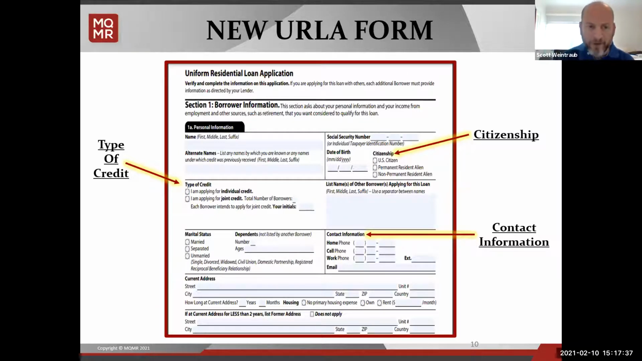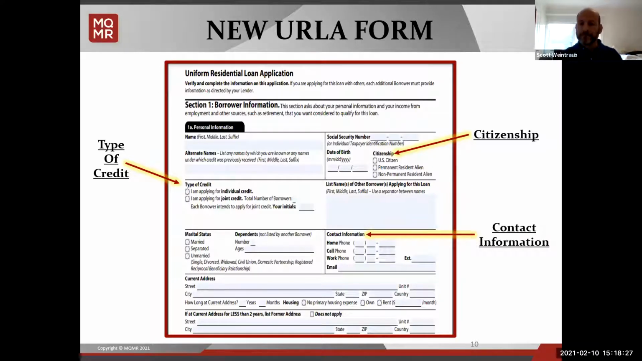But in case you haven't, I wanted to point out a couple of key things to note with this first section. Number 1, there is a citizenship section where the borrower can identify themselves as either a citizen, a permanent resident alien, or a non-permanent resident alien. And as we know, there are certainly requirements and eligibility consequences based on how an applicant identifies themselves related to citizenship or permanent residency status. So there's a way right up front for a borrower to identify that. Then there's also a nice clear section for type of credit, where an applicant can indicate I'm applying for individual credit, just myself, or joint credit, and a place for the borrower to initial.